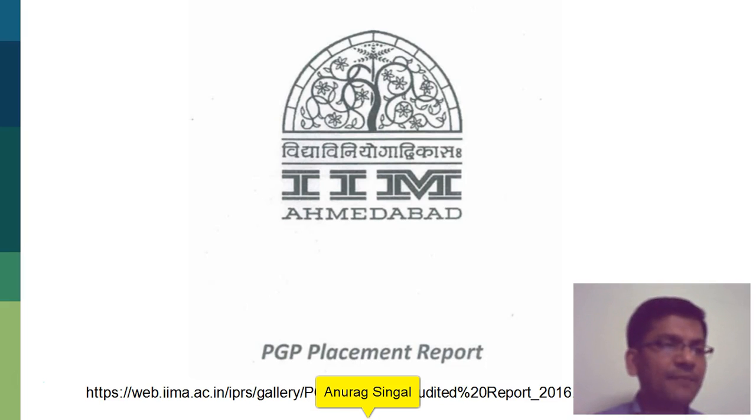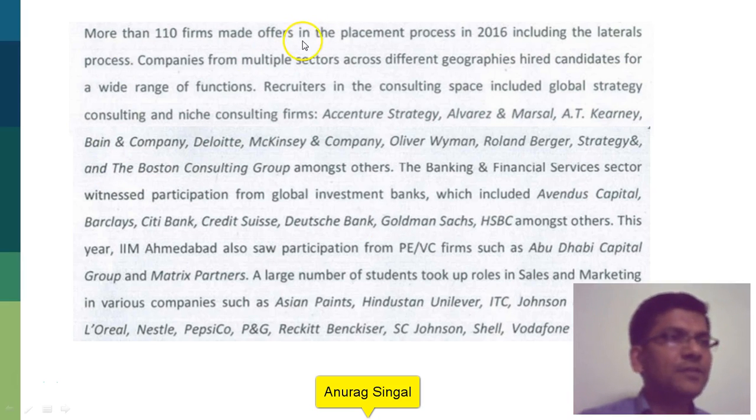So if you look at the IIM PGP placement reports, 110 firms made an offer in the placement process for 2016. What are the recruiters? Accenture Strategy, Alvarez and Marshall, A.T. Kearney, Bain and Company, Deloitte, McKinsey, Oliver Wyman, Roland Berger Strategy, Boston Consulting Group. In BFSI, you had Avendus Capital, Barclays, Citi, Credit Suisse, DB, GS, HSBC. Then you had VC and PE firms such as Abu Dhabi Capital, Matrix Partners. In sales and marketing, you'll have people taking up roles in Asian Paints, HUL, ITC, Johnson & Johnson, L'Oreal, Nestle, Pepsi, P&G, Reckitt Benckiser, SC Johnson, Shell, Vodafone, Wipro.